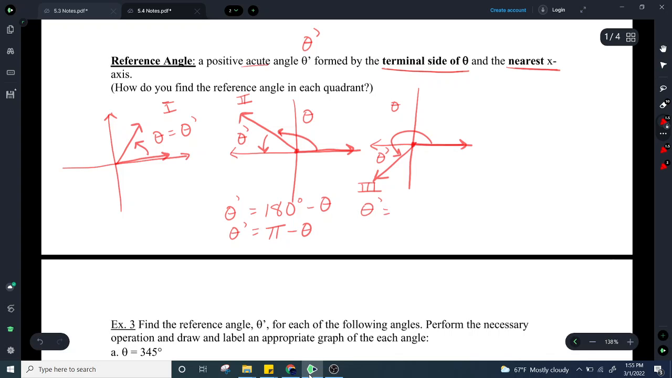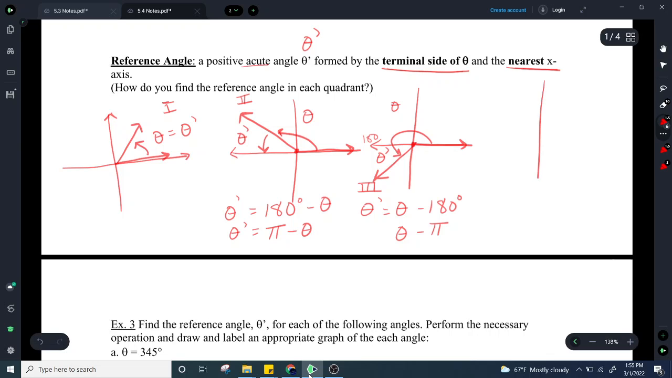How would I get that angle? Well, would you agree that if this is 180 degrees to get me to here, this would be the entire angle minus 180. And that's what we're going to do. So we're going to take theta and subtract 180 if we're working in degrees. If we're in radians, we're going to take theta and subtract pi. And that's how we're going to get the reference angle in the third quadrant.